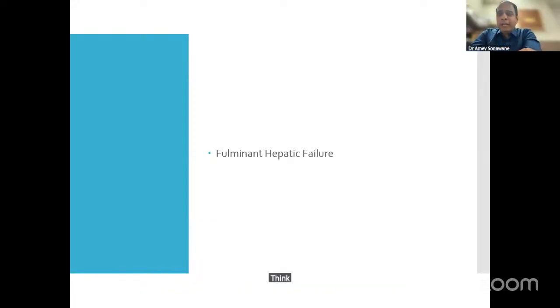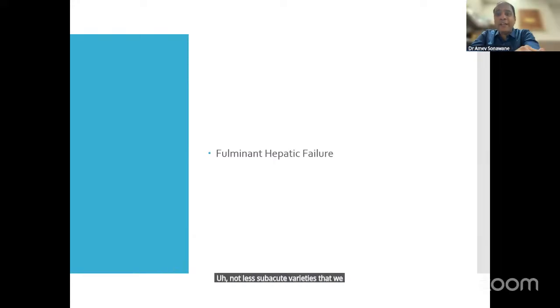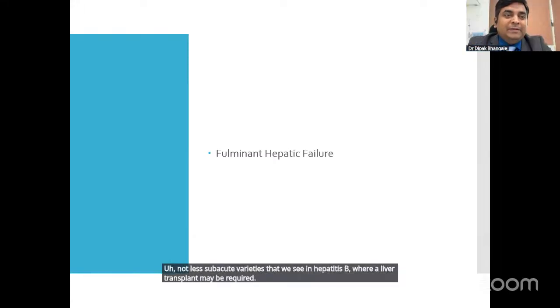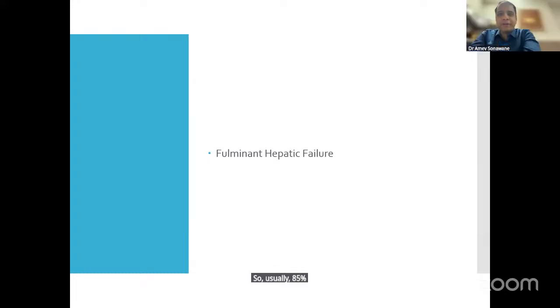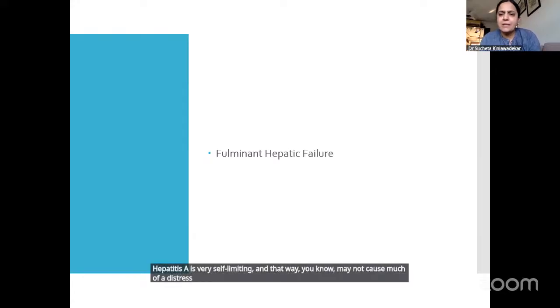But usually hepatitis A and E are hyperacute illnesses, and about 85% of these patients would just recover because they are hyperacute in presentation, not the subacute varieties that we see in hepatitis B where a liver transplant may be required. So usually 85% may recover without transplant, just with plasmapheresis. Hepatitis A is very self-limiting and may not cause much distress in pregnancy, and hepatitis E is very bad to deal with.